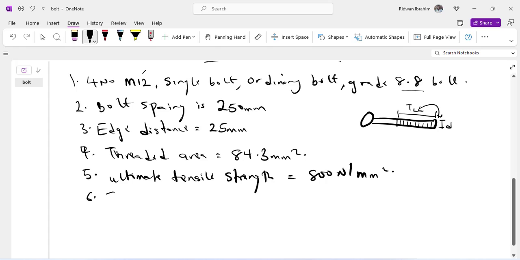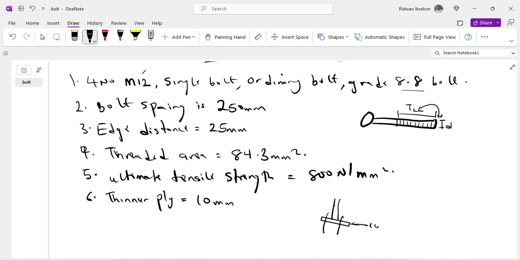The sixth parameter is the thinner ply. The thinner ply is 10 mm. So what does thinner ply mean? Thinner ply simply means when you have a bolt, let's say in this case, we have our UC beam and our UC column, and under our UC column we have the base plate, and then we now have our anchor bolt. You will see that the anchor bolt goes into the base plate, and the thickness of that base plate is 10 mm. Okay, so our thinner ply is 10 mm.